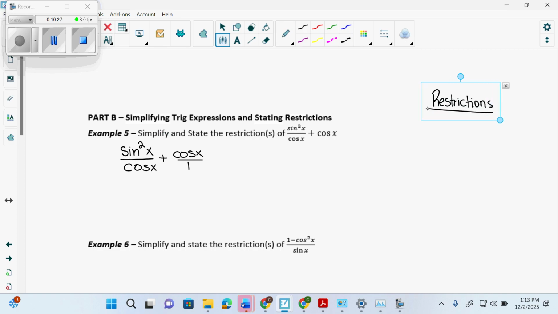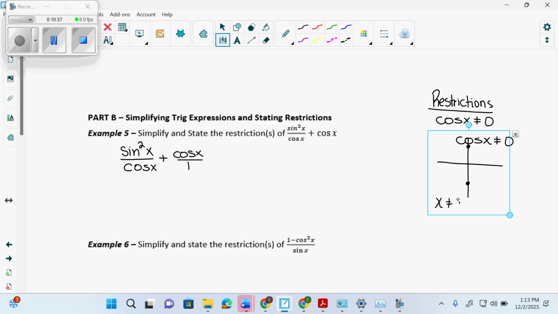My restrictions are where cos x can equal 0, and cos x equals 0 here and here. I'll do it in degrees. So it's going to be x can't equal 90 degrees plus 180 degrees n, n an integer.